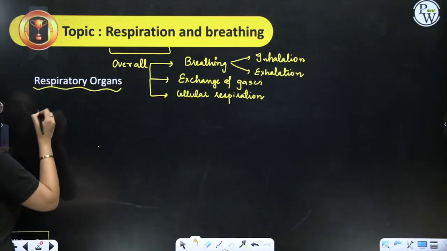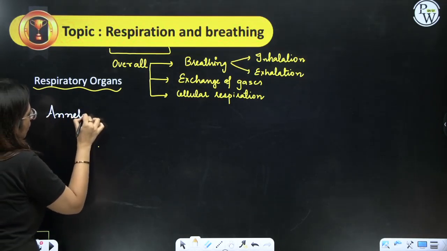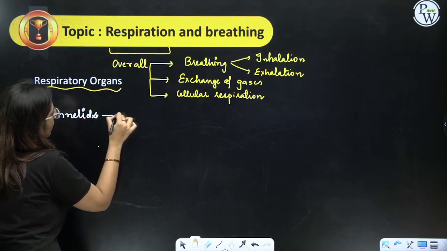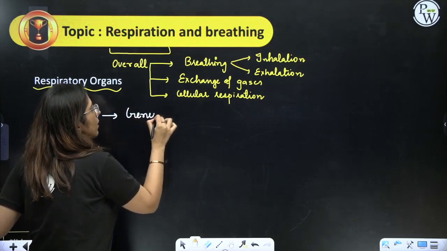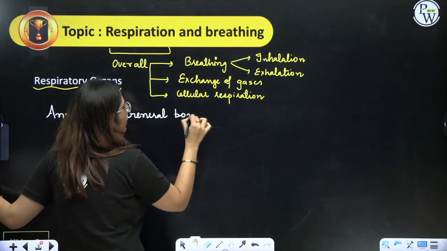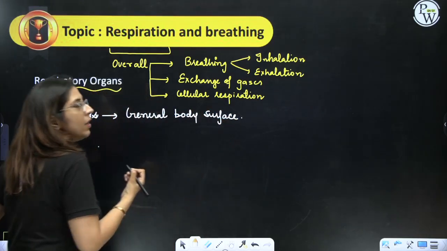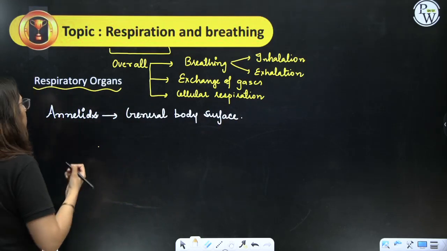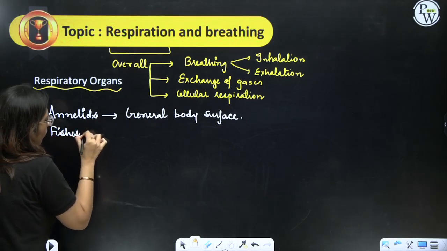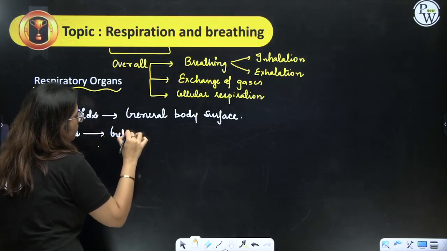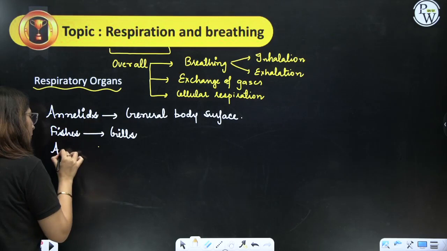So, let's start with some organisms, for example, the annelids. What will you find? You will find they respire through the general body surface. How do they do the exchange of gases? Through the general body surface. Clear? Now, when we talk about aquatic organisms, for example, the fishes, what is there? They have gills for respiration. Am I right? Let's talk about the arthropods.